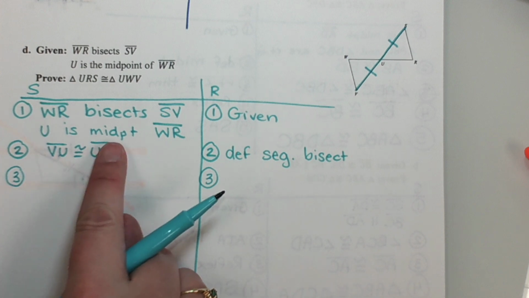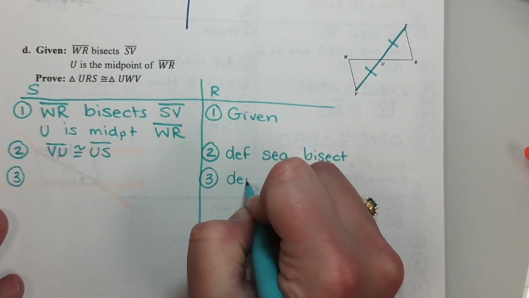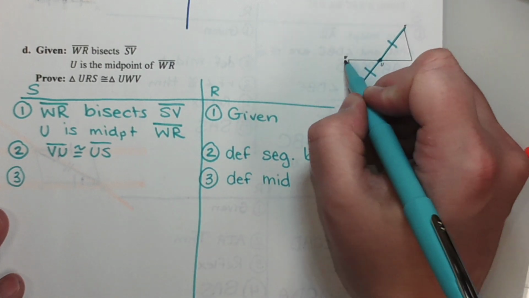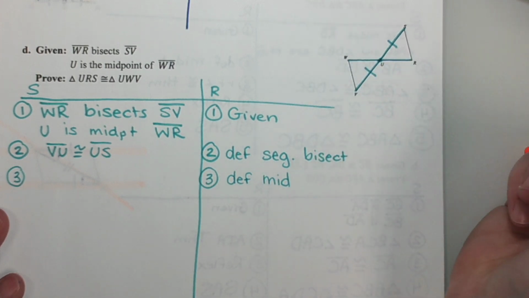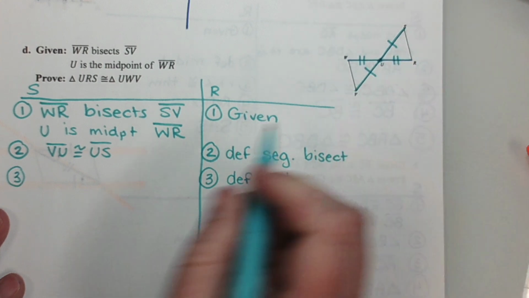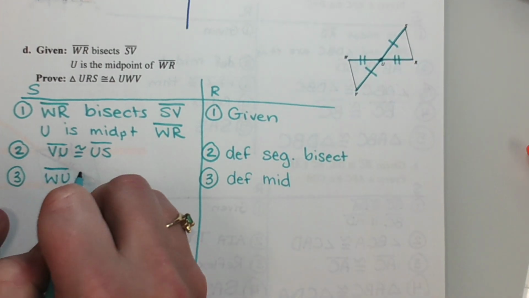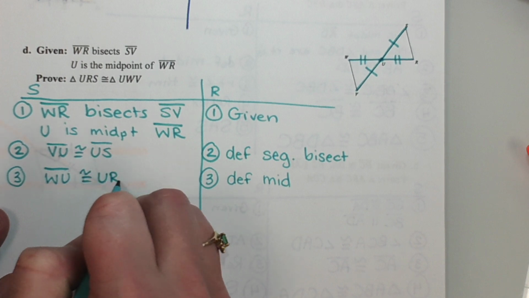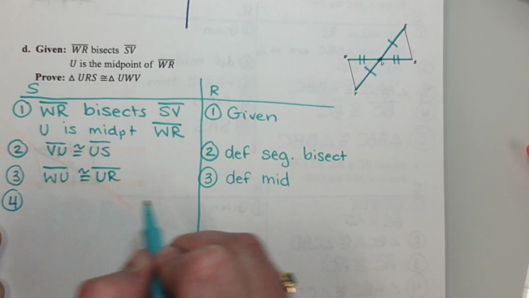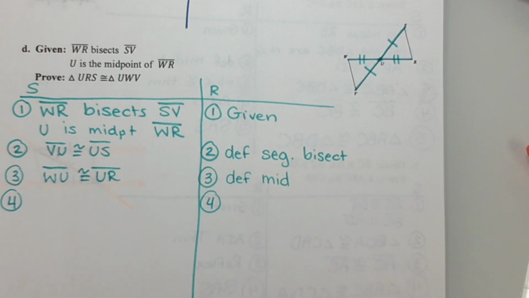The other word was midpoint. Midpoint, if U is the middle point of WR, it says WR gets broken into 2 congruent parts as well. Tells us WU is congruent to UR. The 4th step is the one that I really wanted to focus in on, that I wanted to talk about a little bit.